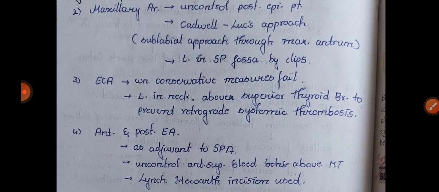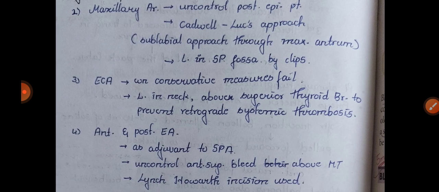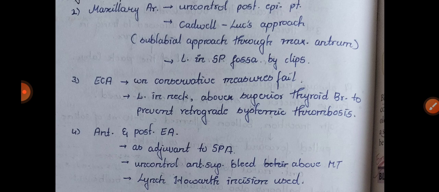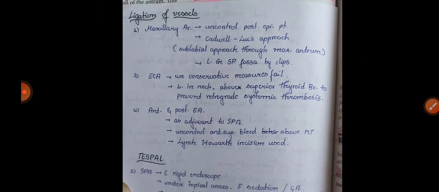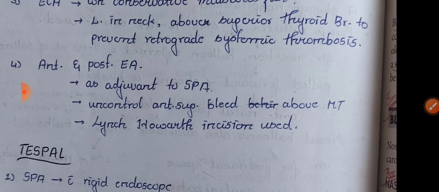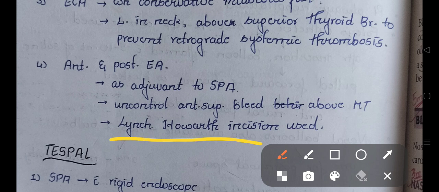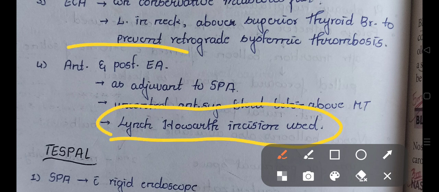For the external carotid artery, when conservative measures fail, ligation is in the neck above the superior thyroid branch, to prevent retrograde systemic thrombosis. Next, for the anterior and posterior ethmoidal arteries, in uncontrolled anterior superior bleed above the middle turbinate, the Lynch-Howarth incision is used, for the anterior and posterior ethmoidal arteries.